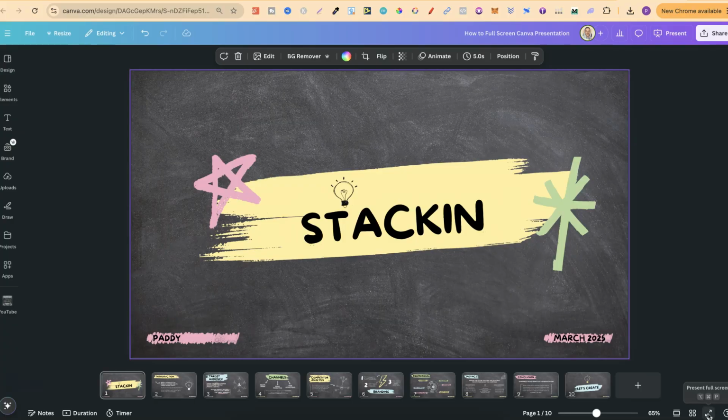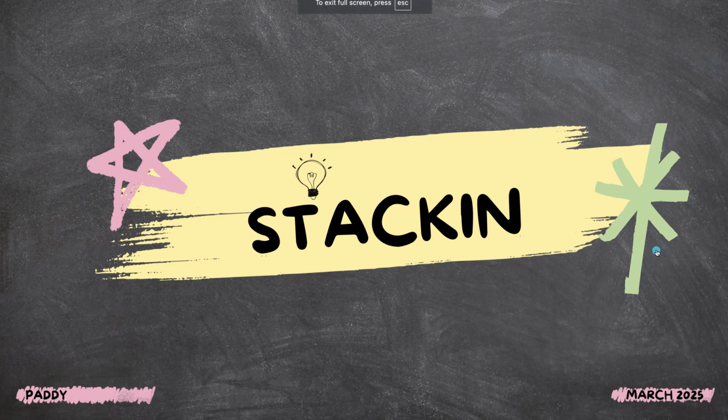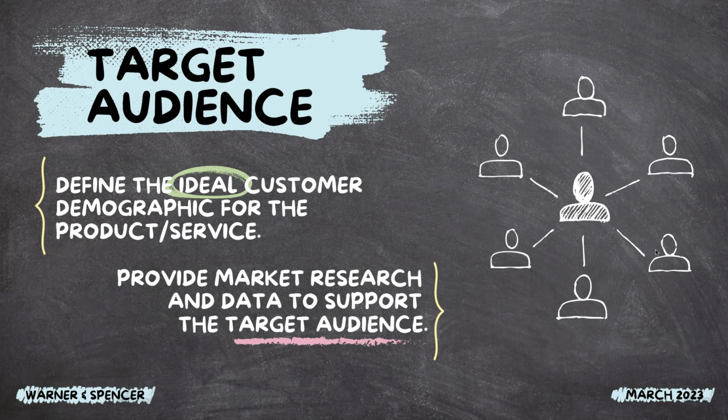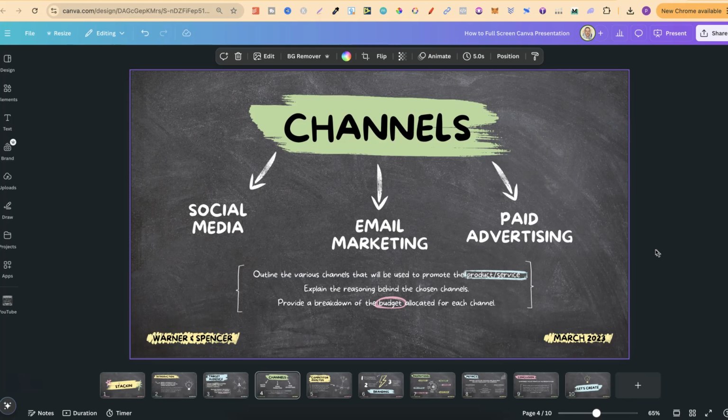Now, if we go back, another way is to come up to here to where we see present. If we click on there, there are lots of different options that we can choose from, but the main one you're going to want to use is this one just here, where it says present full screen. Now, if we click on there, then click present, it's going to do exactly the same thing as what the other option did as well. Then we can simply just go through our presentation just like that. So, that's just how simple it is to go full screen with your Canva presentations.